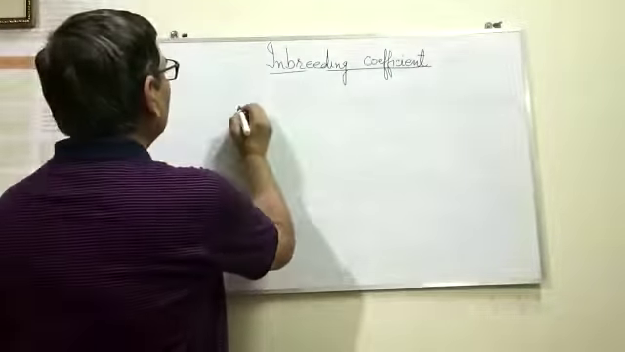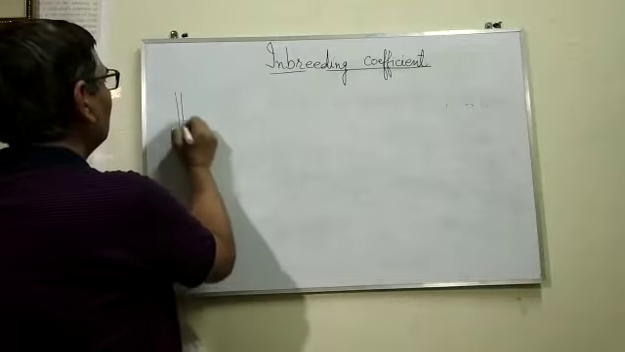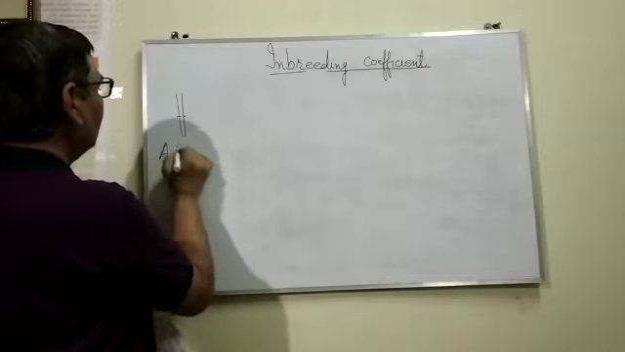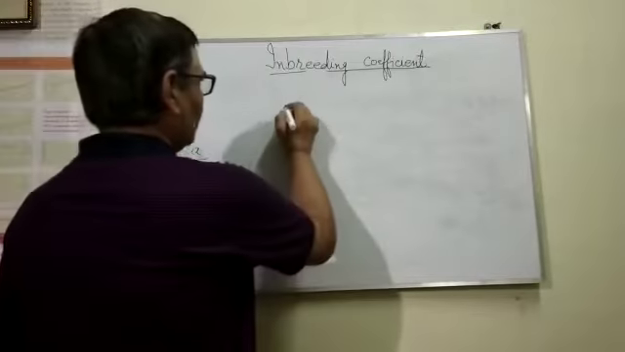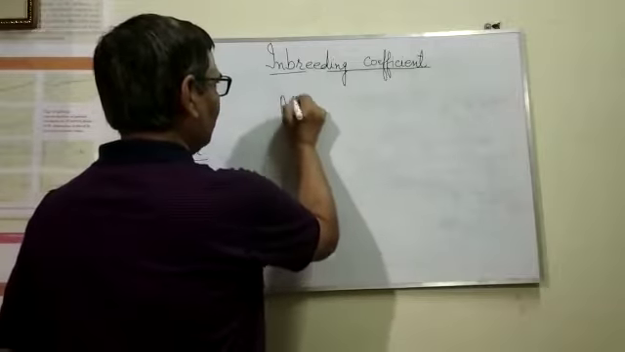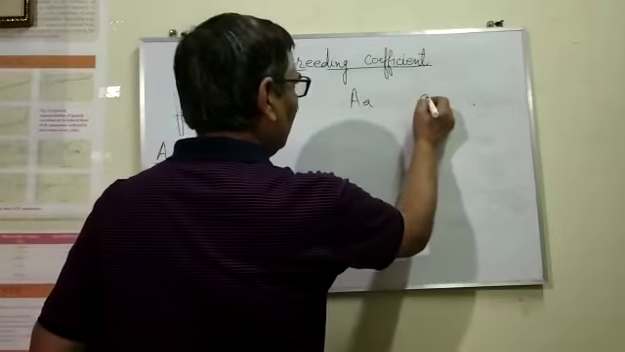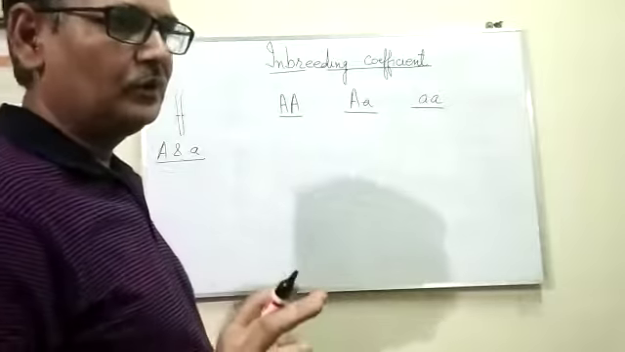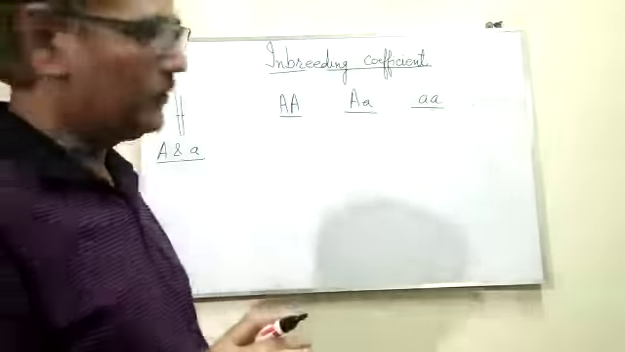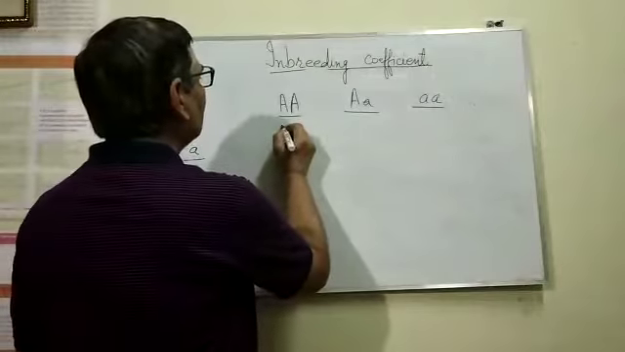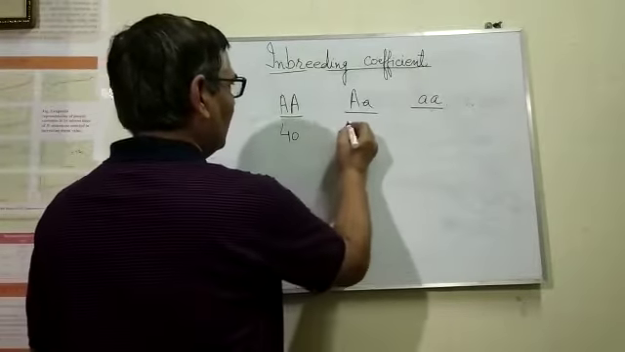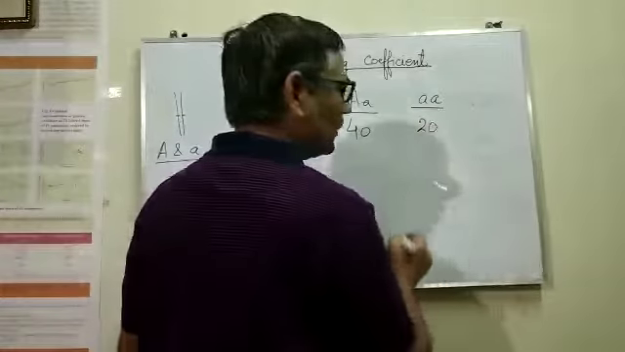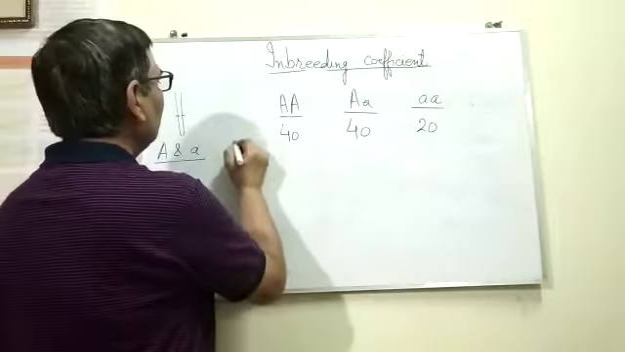Now, suppose we consider a specific locus. Two alleles are there on this locus, capital A and small a. So due to this, three types of individuals will be there: AA, Aa, and aa. So for a specific locus, three different types of individuals could be present in the population. Suppose AA types are 40 in number, the heterozygotes are also 40 in number, and 20 homozygous recessive are there. So this we have observed.